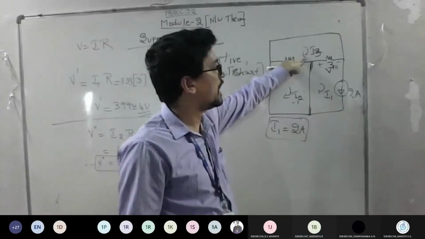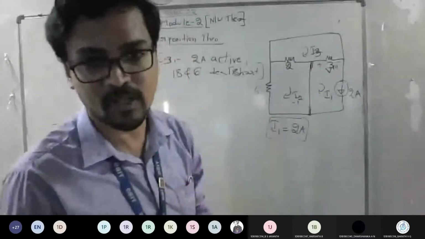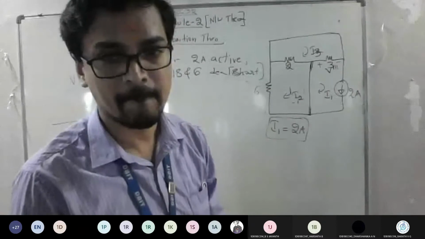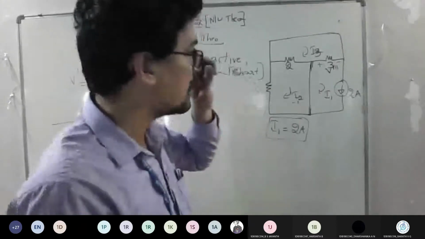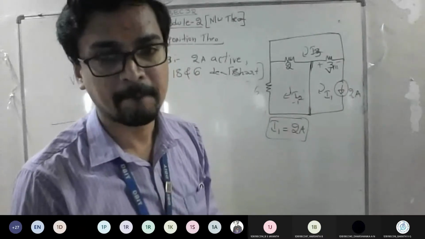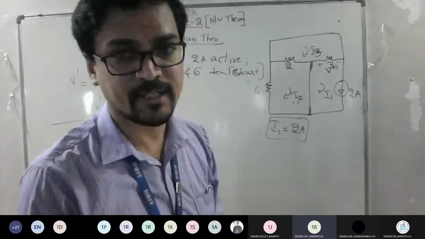So after finding I3, how will you find the current across 3 ohm now? Because across 3 ohm you have two currents. How will you solve? After finding I1 and I3, it is I3 minus I2. So whichever is bigger, that you should subtract. Yes, sir. That is the logic, right?